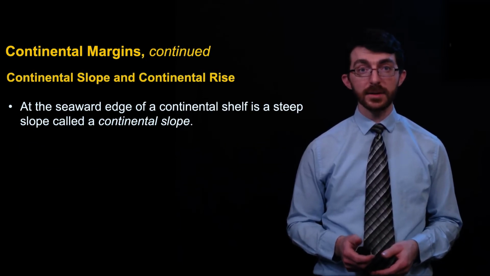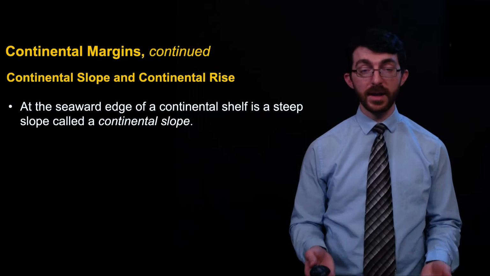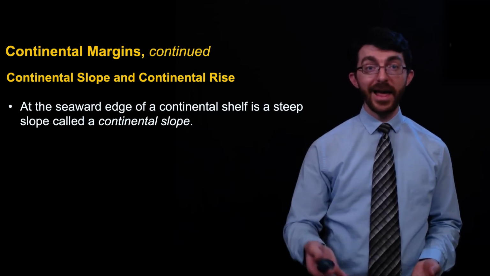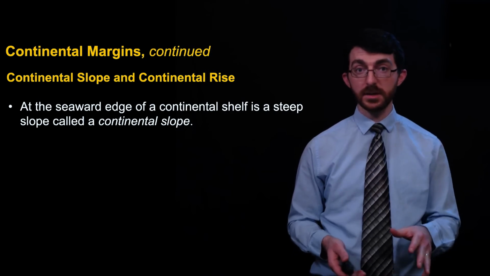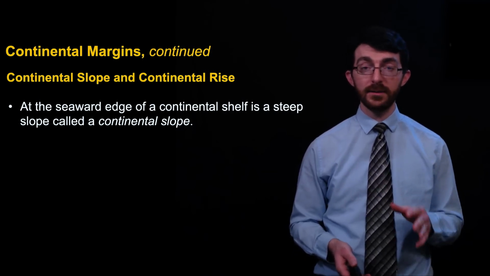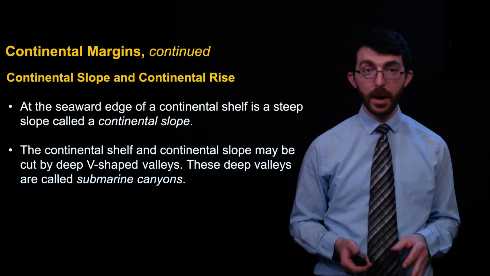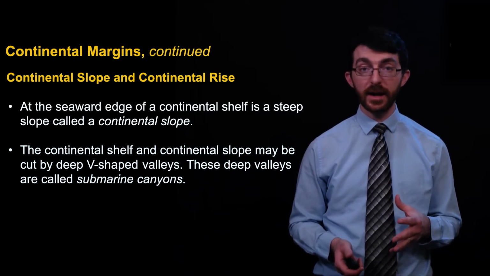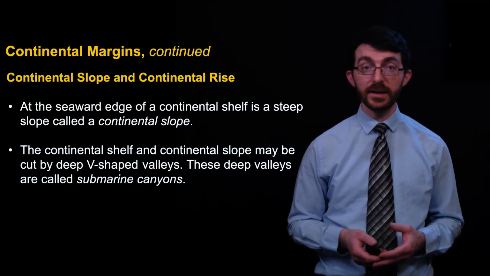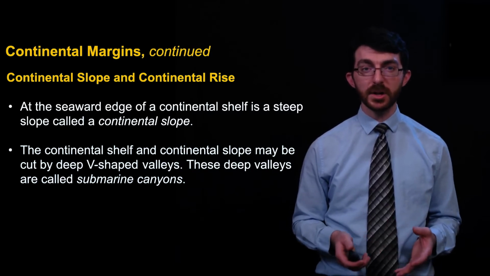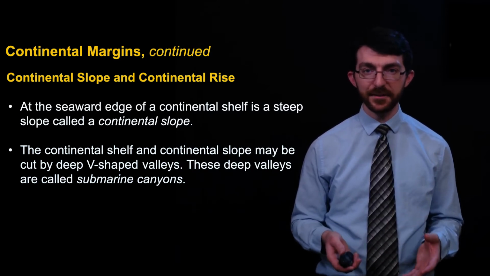So the Continental Slope and the Continental Rise are up next. At the seaward edge of a continental shelf, there's a steep slope where it drops off suddenly that is called a continental slope. The continental shelf and continental slope may be cut by deep V-shaped valleys, and these deep valleys are called submarine canyons.